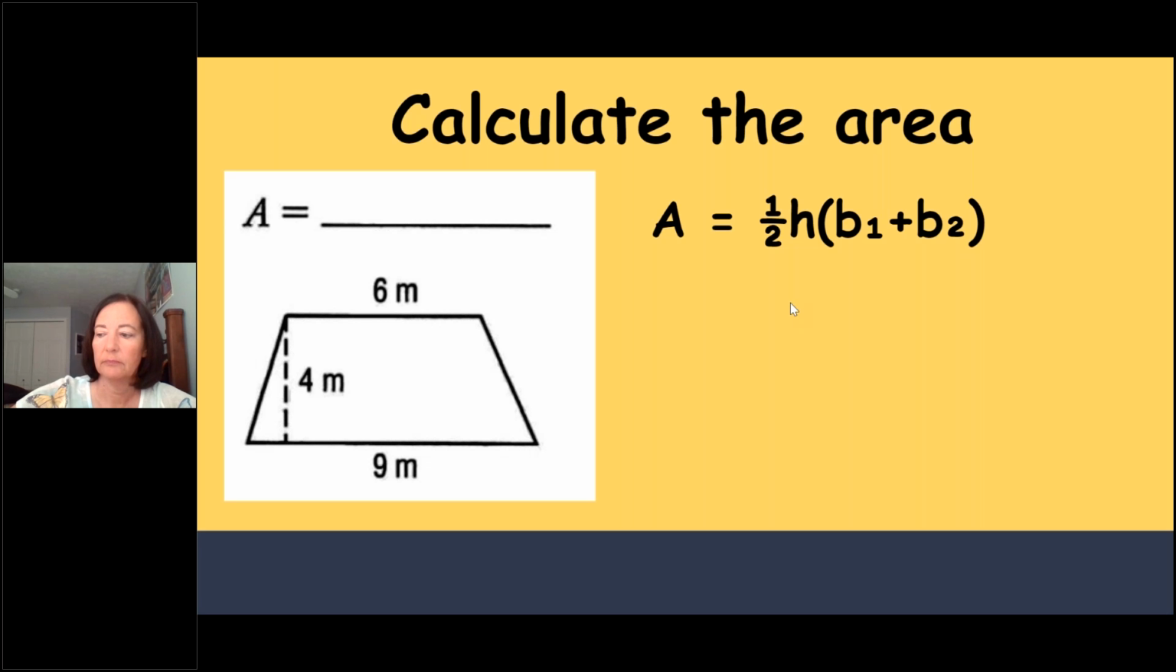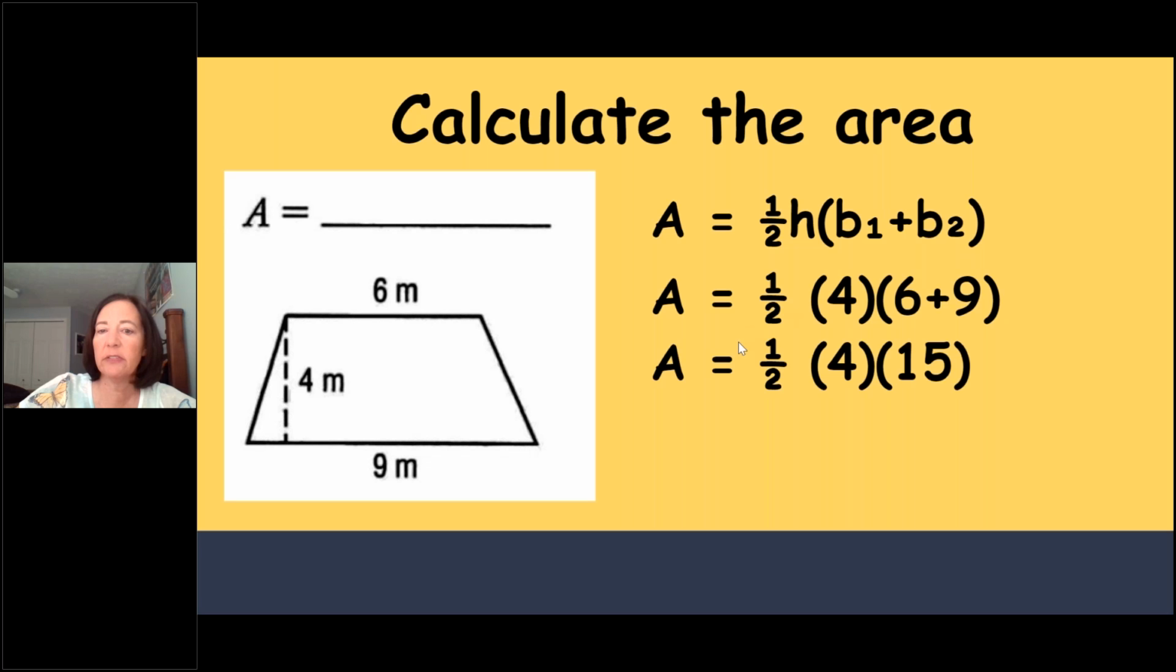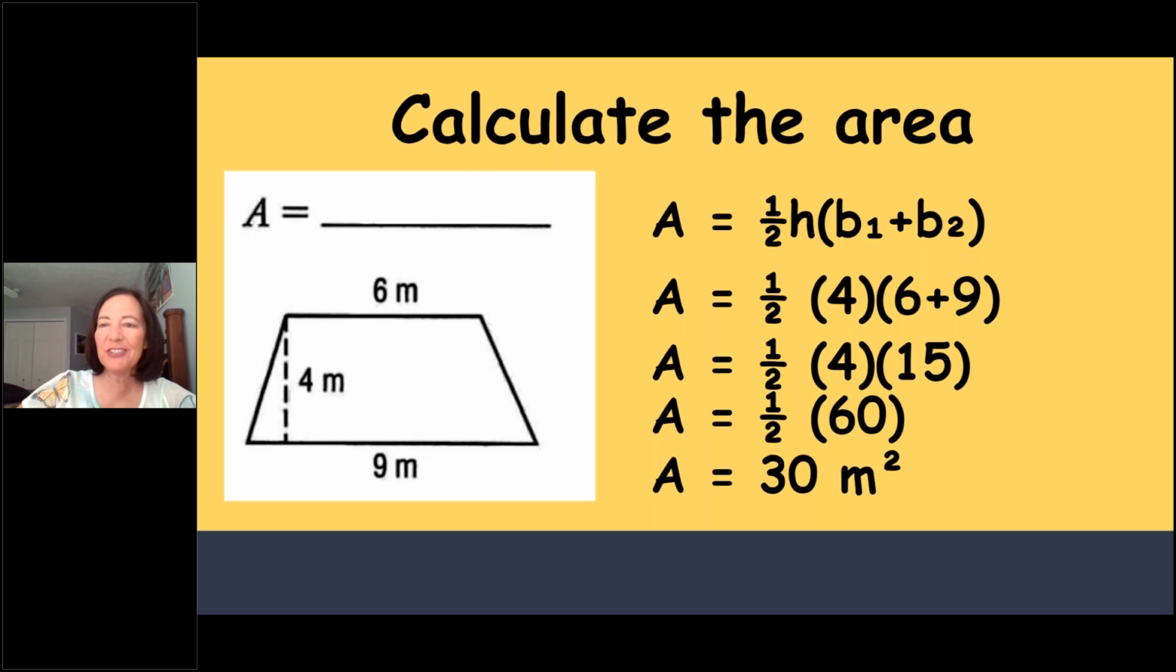Is the area 30 m squared? That sounds pretty reasonable. Awesome. That's it. Oh, you're awesome. Good job. And your steps, I'm sure, look just like mine.